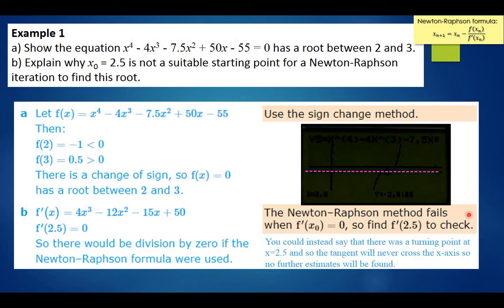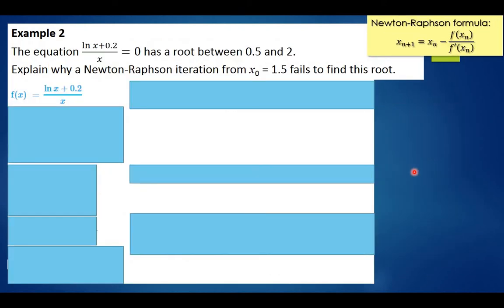Or you can think graphically. The tangent would be horizontal at this value, and so we would never cross the x-axis and never find any further estimates. For this example, we are told that we have a root between 0.5 and 2, and we've got to find out why the Newton Raphson method doesn't work with 1.5 as our starting value.